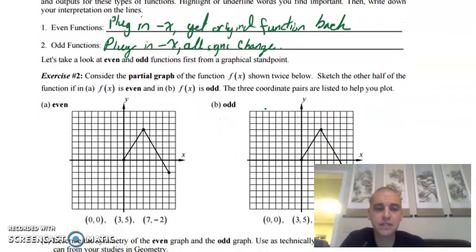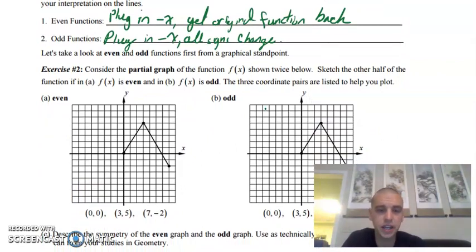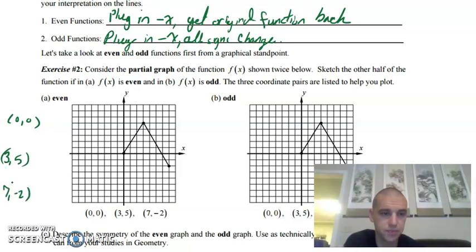So let's look at what even is. Remember what we said, we plug in negative x and we get the original function back. So if you're given the points 0, 0, 3, 5, and 7, negative 2, that's where I got them, they're right here. If I plug in negative x, well, what's negative 0? Still 0. I'm going to do this in red for you. So f of x was the original, green. We're going to go red. So negative 0, and I get back the original 0. Well, we know that just implies 0, 0.